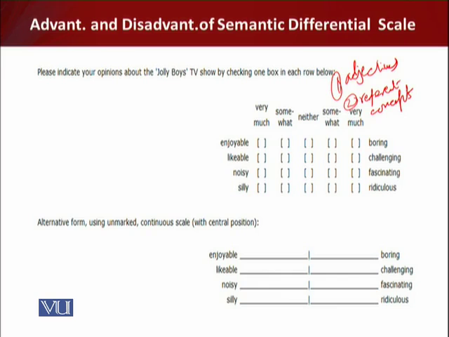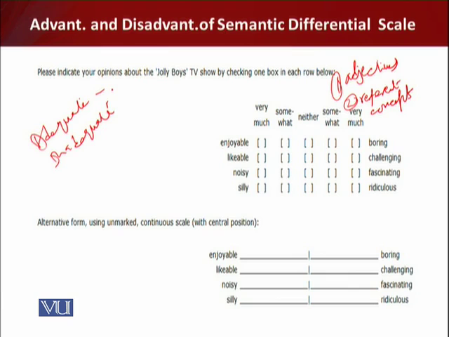adequate, inadequate. So this is basically two polar adjectives: valuable, worthless, good, evil, etc. Semantic differentials can be used to measure the opinions and attitudes.